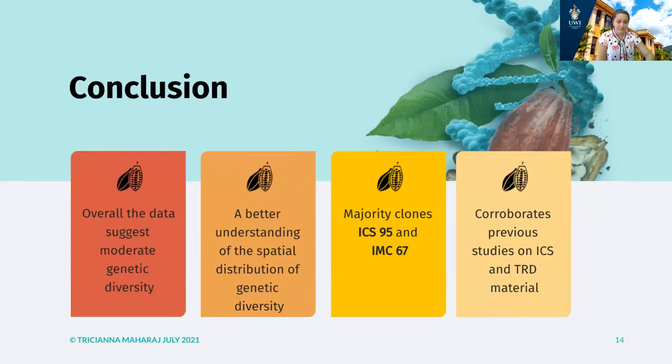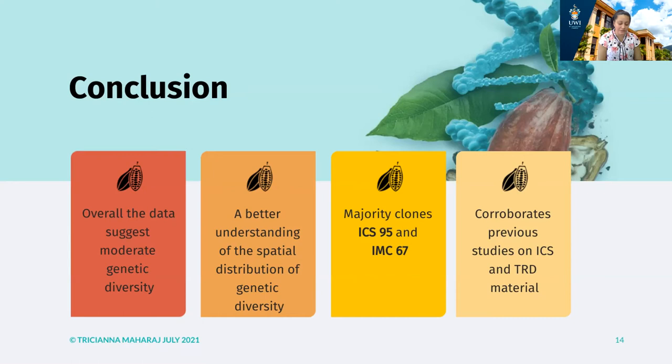So, to conclude, overall, the data suggests moderate genetic diversity in cocoa farms in Trinidad. The study found that there is additional genetic diversity from farms to strengthen and broaden the gene bank that is different from the existing gene bank material. There are group differences among some agroecological zones, and this provides a better understanding of the spatial distribution of genetic diversity in cocoa farms. It corroborates previous studies by Johnson et al. 2009, Motilal et al. 2010, and Yang et al. 2012, which show that Amelonado, Criollo, and Upper Amazon materials such as Contamana and Iquitos played an important role in the Trinitario lineage.